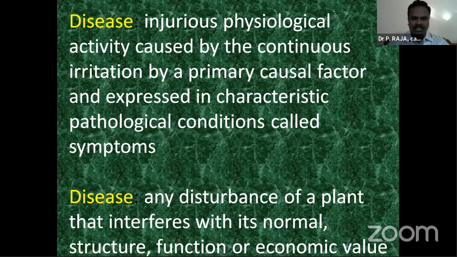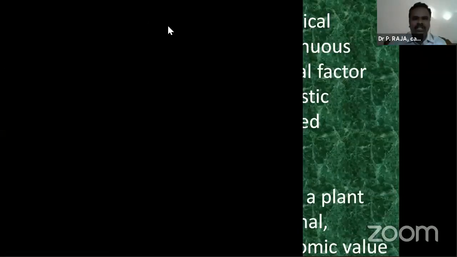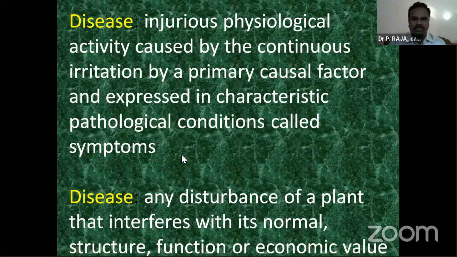If you see some of the definitions, the disease is an injury or physiological activity caused by continuous irritation by the pathogens, or by the primary causal factor. The primary causal factor may be biotic: fungi, bacteria, or virus or viroids, and it is expressed in a characteristic pathological condition called a symptom. So when the pathogen starts attacking the host, as a result of its continuous irritation, it produces some condition or expression that is called a symptom.